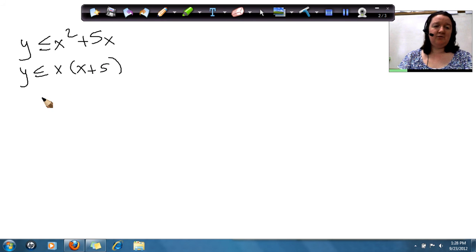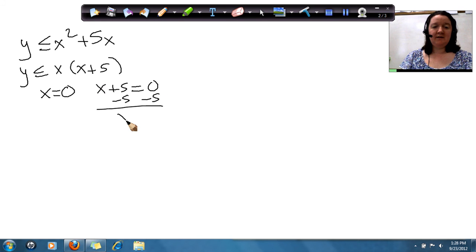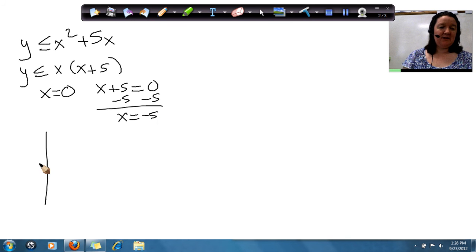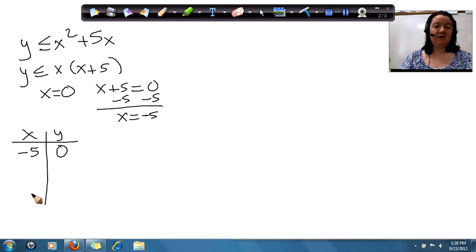So that's going to tell us that we have two roots, x equals 0 and x plus 5 equals 0. So I'm going to subtract 5 from both sides. That's going to give me an x value of negative 5. So that already gives us 2 points on our graph. We know that we have (-5, 0) because that was one root, and we also have (0, 0), which is another root.